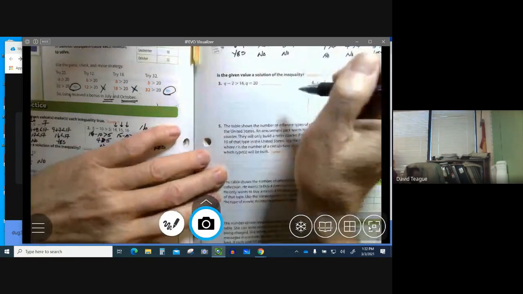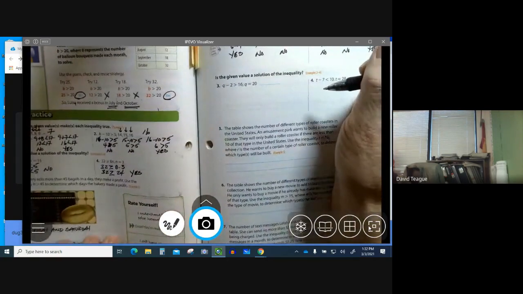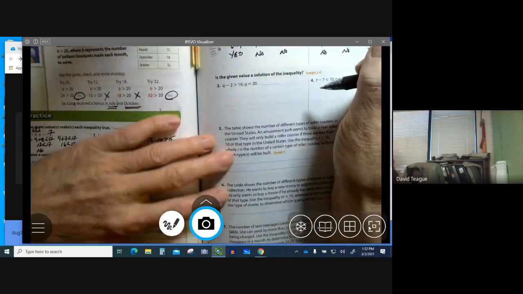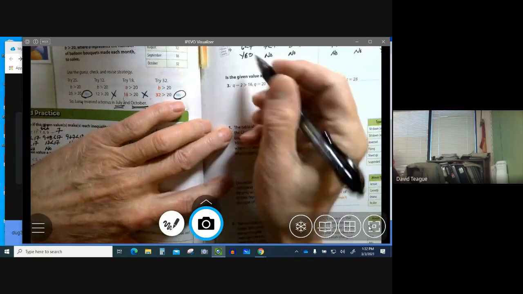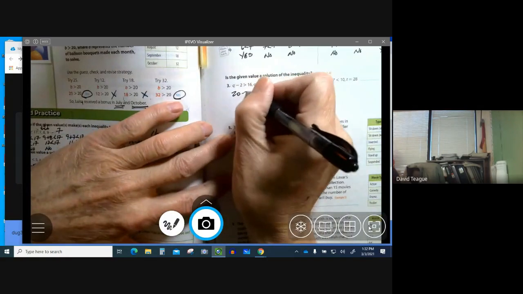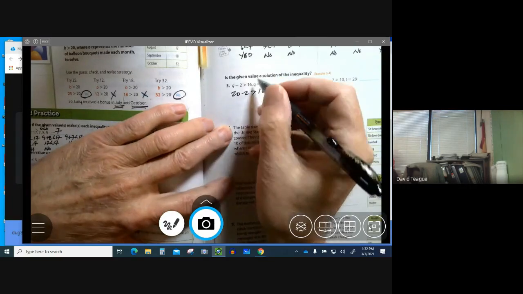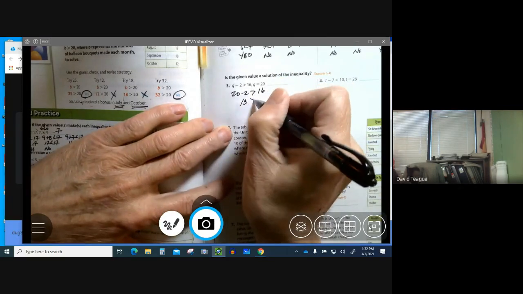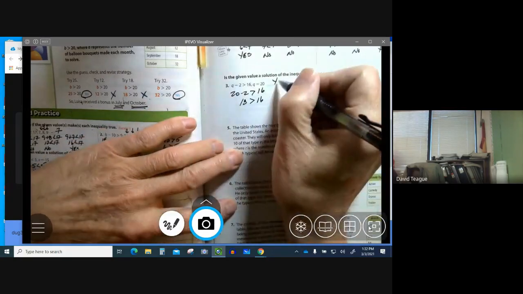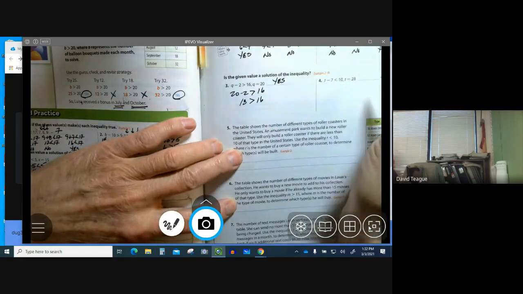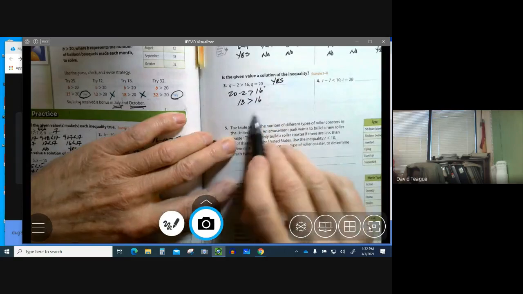Okay, so what did you get for 3? Is that a solution for number 3? Does that make that inequality true? Well, let's find out. So if we take Q, when we take 20 and put where Q is, that's 20 minus 2 is greater than 16. 20 minus 2 is 18. 18 is greater than 16. Yes, that's true. So that makes that inequality a true statement.